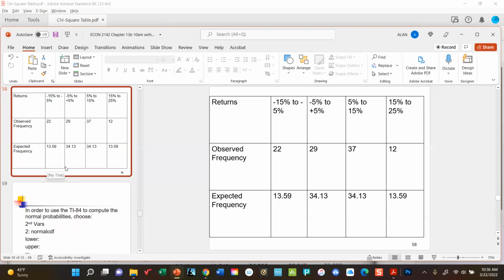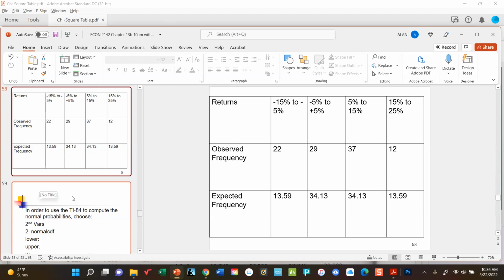And so this first one is 22, 29, 37, and 12. Over here in list 2, you have 13.59, I remember always 2 places, 34.13, 34.13, and 13.59. And then now, of course, we go back to stat tests, chi-square goodness of fit.